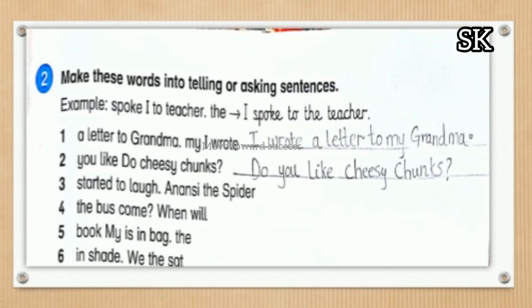Second, you like to cheesy chunks. So after arranging it, it will be like, do you like cheesy chunks? And the rest of the sentences you will do by yourself. You will draw a line here with your scale, and then you will arrange the sentences.